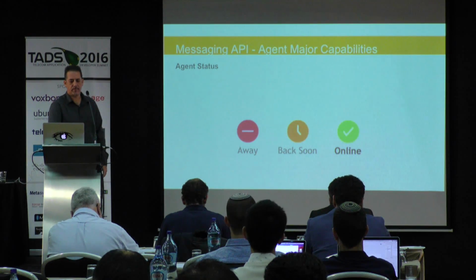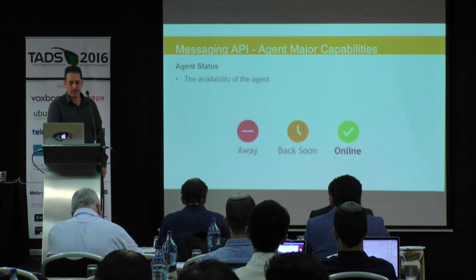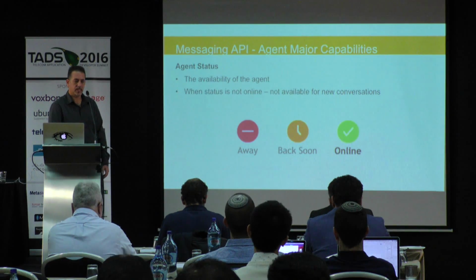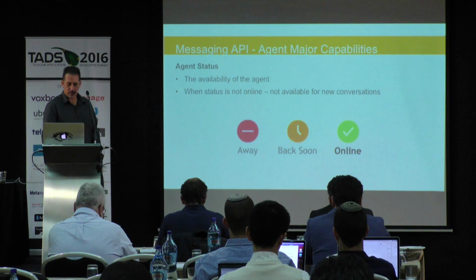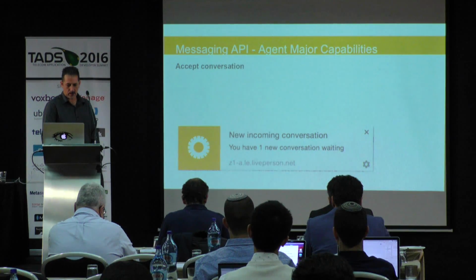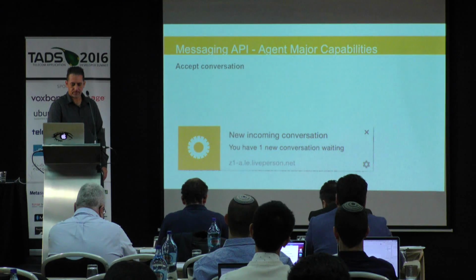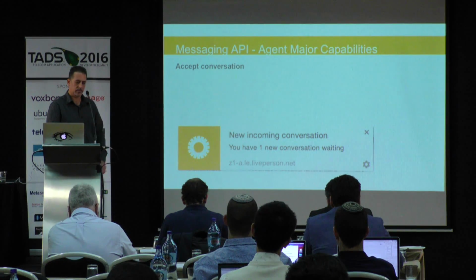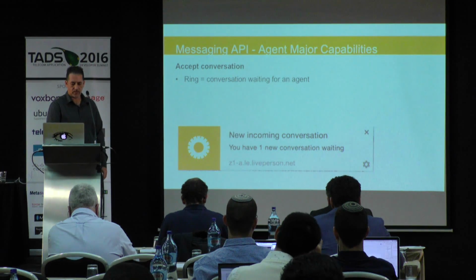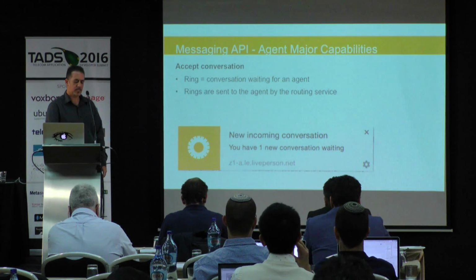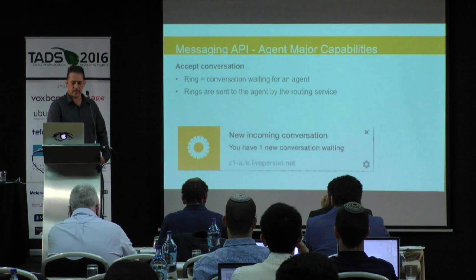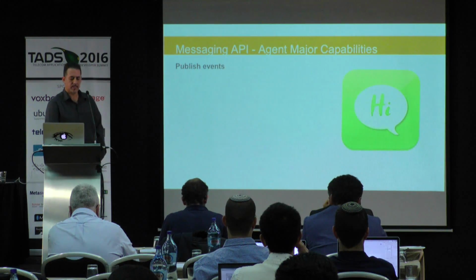Now we'll go over the major capabilities of the API. We've got agent status. An agent can set his status to online or away. When he is not online, he won't be able to accept new conversations, although he'll still be able to interact with his current conversations. And we've got accept conversation. When a new conversation is routed to the agent, he gets a ring, a notification of the new conversation. The routing service decides to which agent the new conversation will be routed. Then they can either accept or reject it. Once he has accepted the conversation, he can start to publish messages.